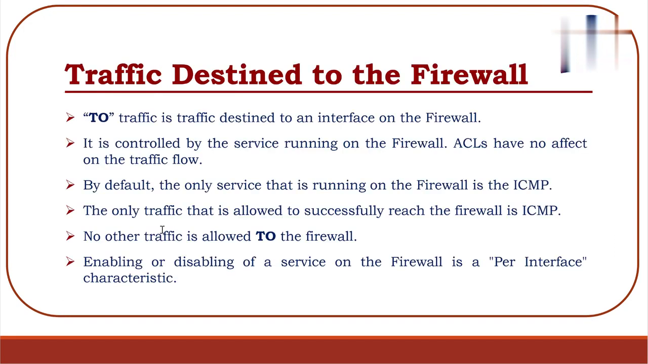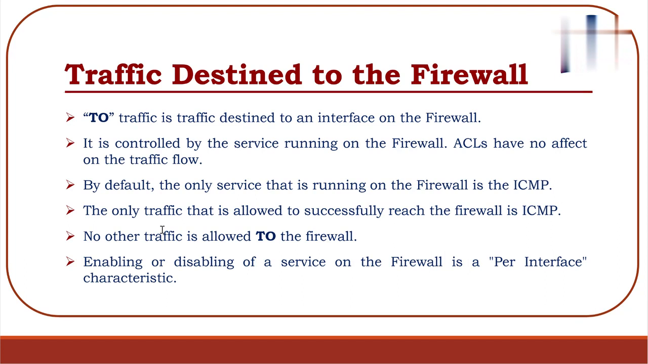To traffic is traffic destined to the interface of the firewall. It is controlled by the service running in the firewall. ACLs will have no effect on the traffic flow. This is something that is not understood properly by network administrators. They think by putting an ACL on the interface, you're blocking the traffic. To traffic, the ACL does not even look at traffic destined to that interface. It is a service. So if it's a ping, ICMP is a service.